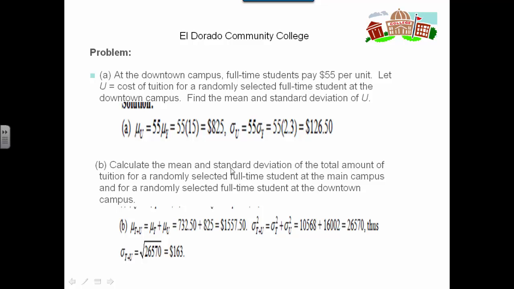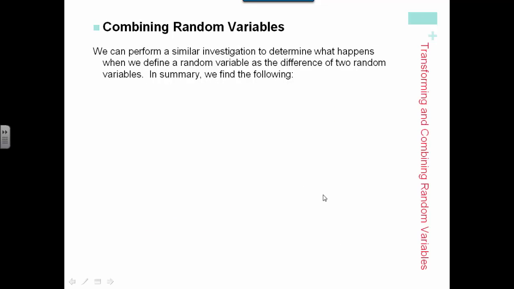Calculate the mean and standard deviation of the total amount of tuition for a randomly selected full-time student at the main campus and a randomly selected full-time student at the downtown campus. So we take the mean of 732.50, which was the mean of T that we calculated earlier in an example, plus the 825 from this example to get our total. But we take the variances, so that would be the variance of T from our previous example, and the variance of U, which was taking this value and squaring it, and then we can take the square root to get our answer. Remember, you work with variances, we never add standard deviations together.